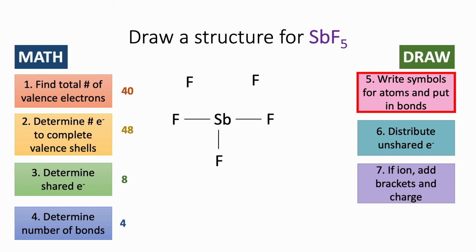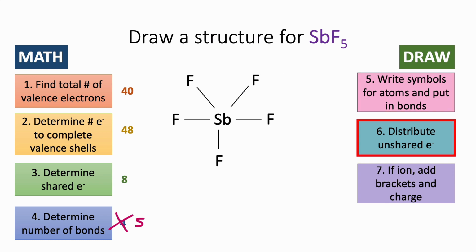1, 2, 3, 4, which is technically, according to the math, how many we need, but you see this is problematic because we really need 5 to bond that last fluorine. So 4 is the wrong number. So let's put in 5. Now we're going to distribute our unshared electrons, remembering that we actually did 5 bonds, not 4. And that means we had 10 shared electrons.